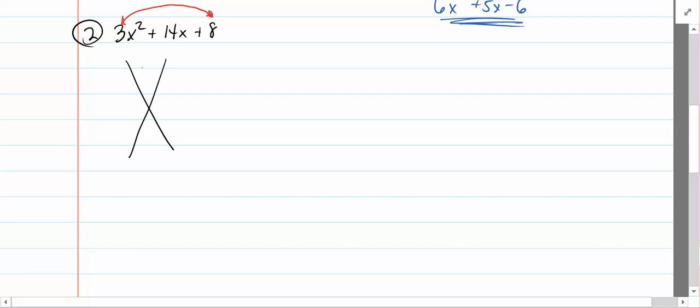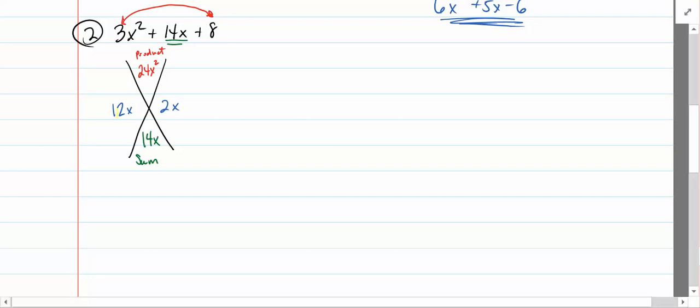3x squared times 8 is 24x squared. For the inside value, we'll reuse 14x. And what I'm looking for are two numbers that multiply, or whose product is 24x squared. So the product is 24x squared, and the sum is 14x. Two integers that multiply to equal 24x squared, but add to equal 14x. That happens to be 12x and 2x.